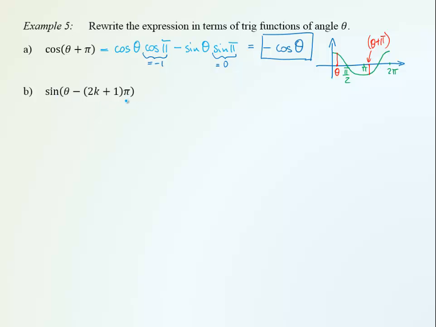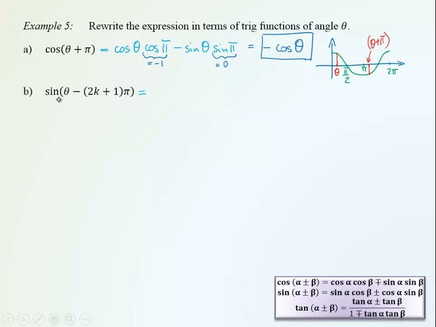And the second example, sine of theta minus an odd multiple of pi. So for example, theta minus pi, theta minus 3 pi, theta plus pi, what would the value be? Well, let's follow the sine of difference of angles. Just to remind ourselves, we have the formulas here. So sine of difference of angles is sine of first, cosine of second. So let's write it down.